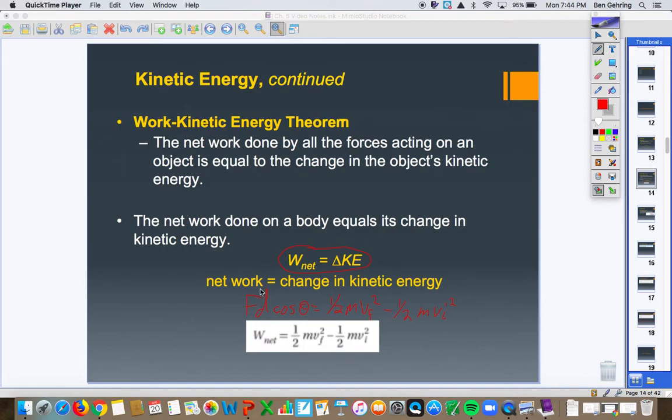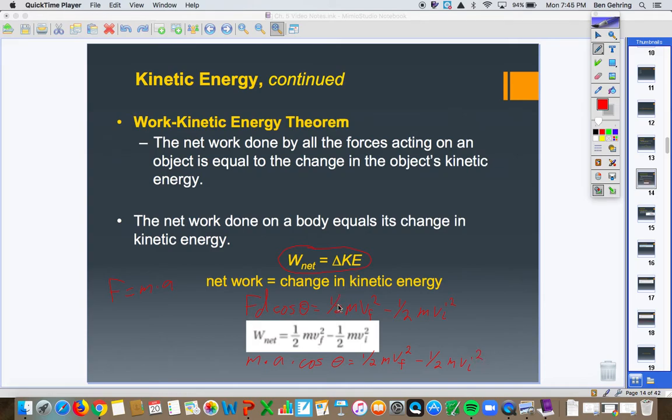And we can expand this out actually one more place. And we have this thing called a force. And force is equal to mass times acceleration. So we can actually simplify this even more. And we can break it clear down into mass times acceleration times cosine theta equals 1/2 times mass times velocity final squared minus 1/2 times mass times velocity initial squared.